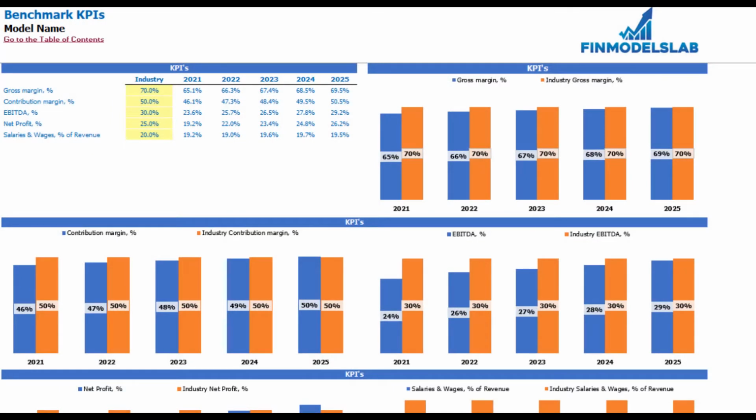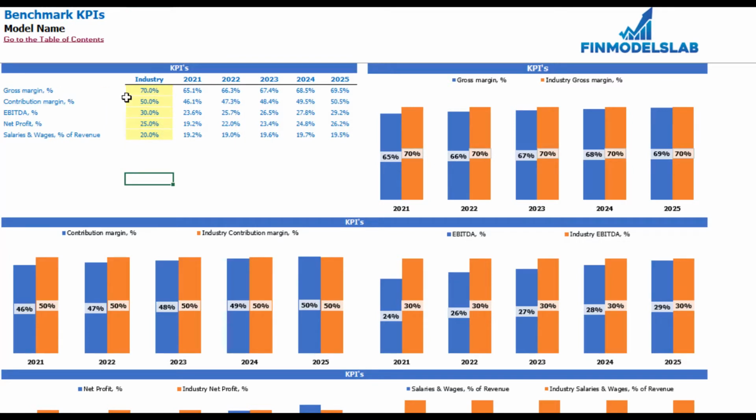On the Benchmarks KPIs tab, you may compare your financial outputs with your industry benchmarks. So you have 5 different benchmarks, which are gross margin, contribution margin, net profit, EBITDA, and salaries and wages as a percentage of revenue. In these cells you may see the values produced by the model after you set up all the drivers. And in these yellow cells you can set up your industry benchmarks.